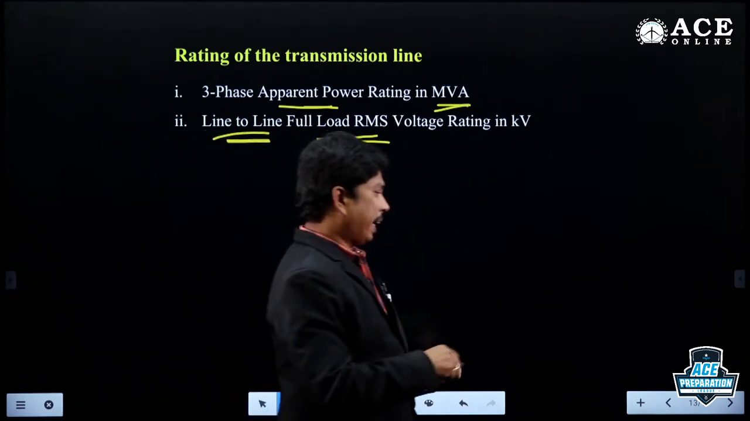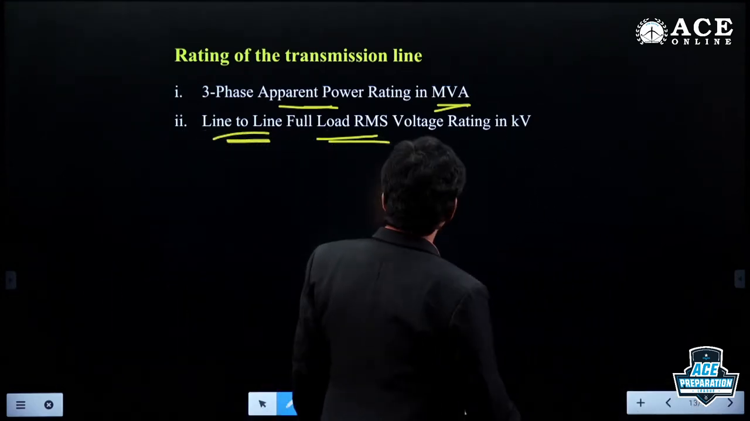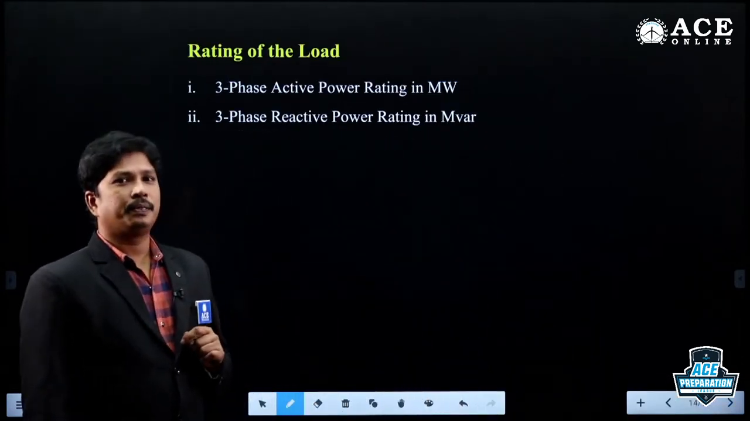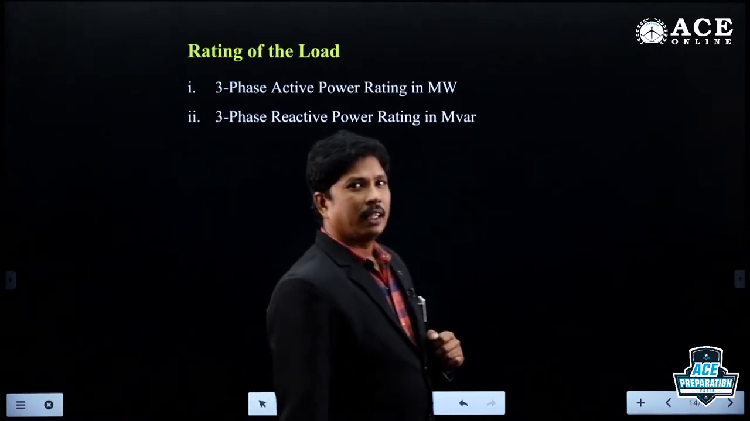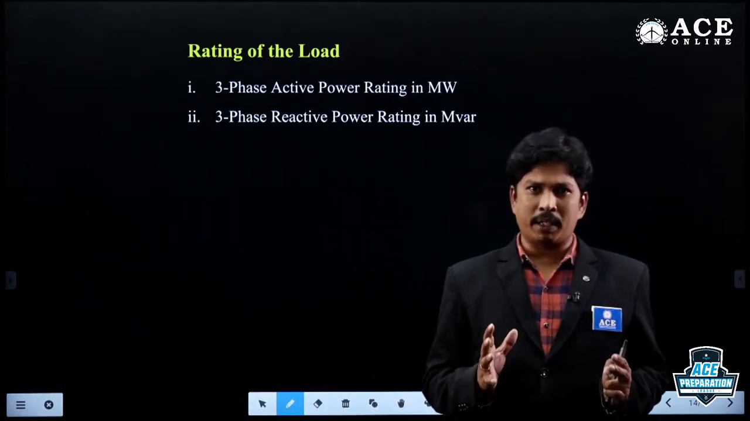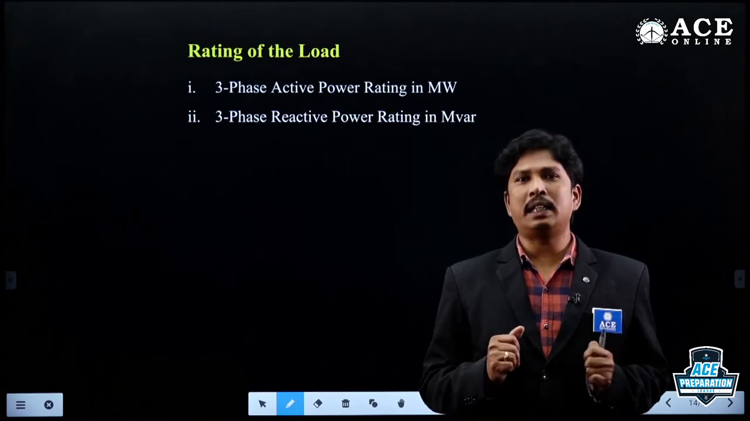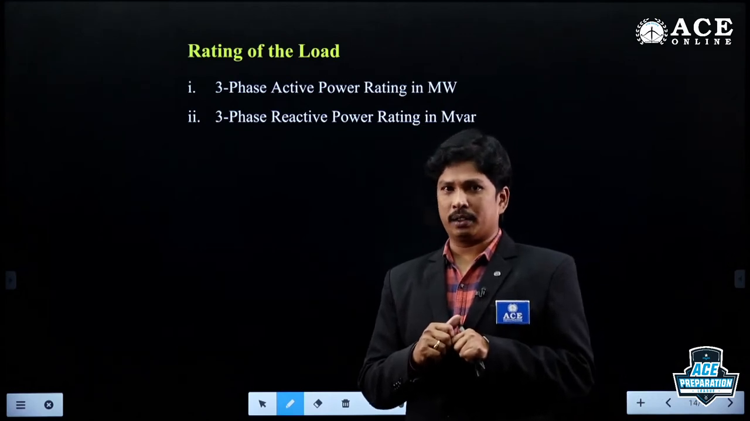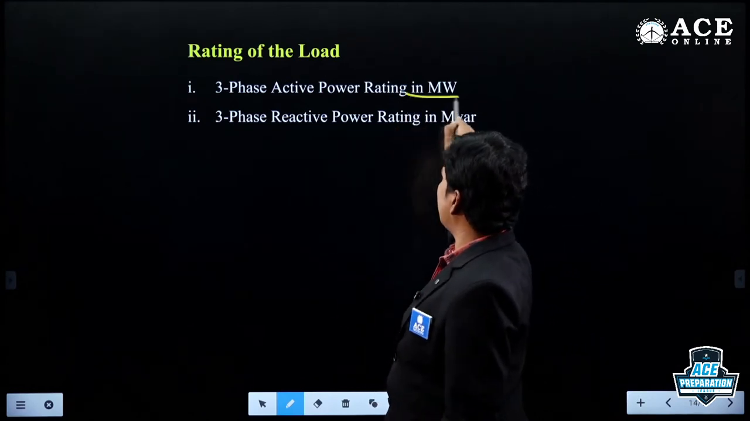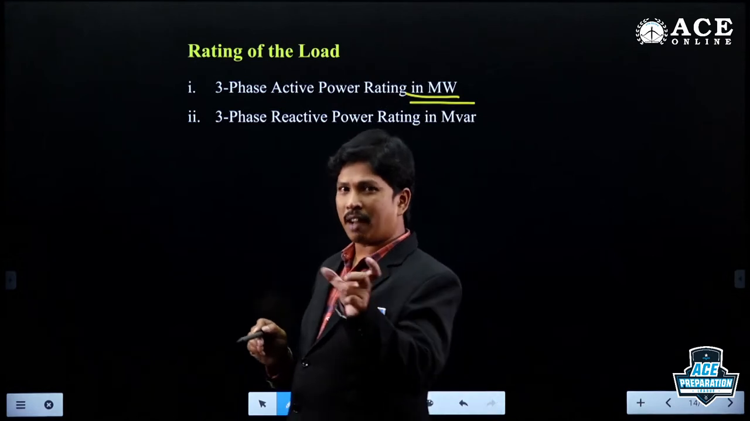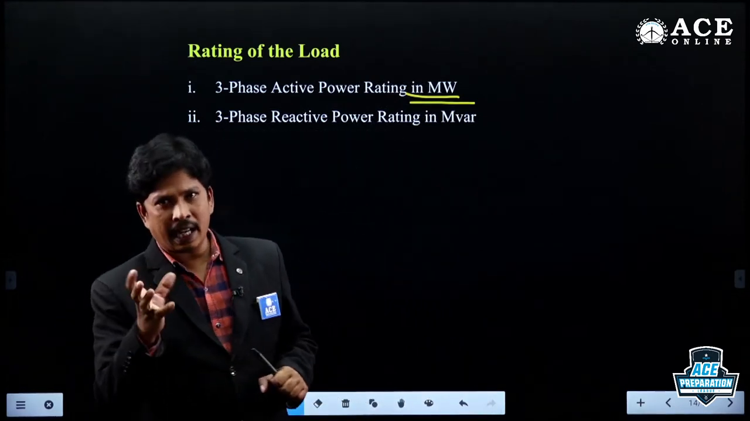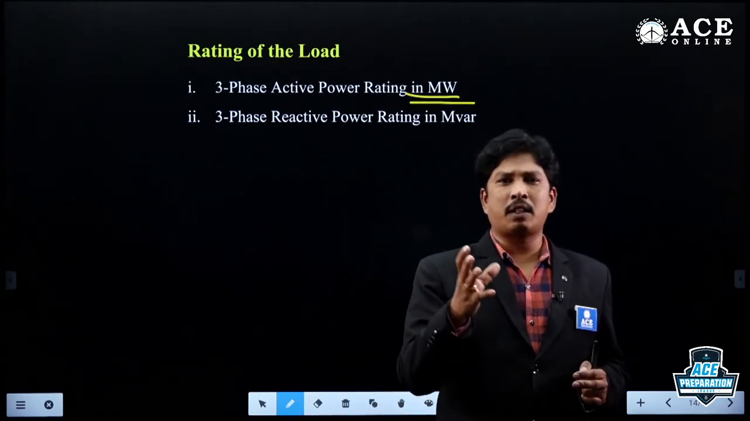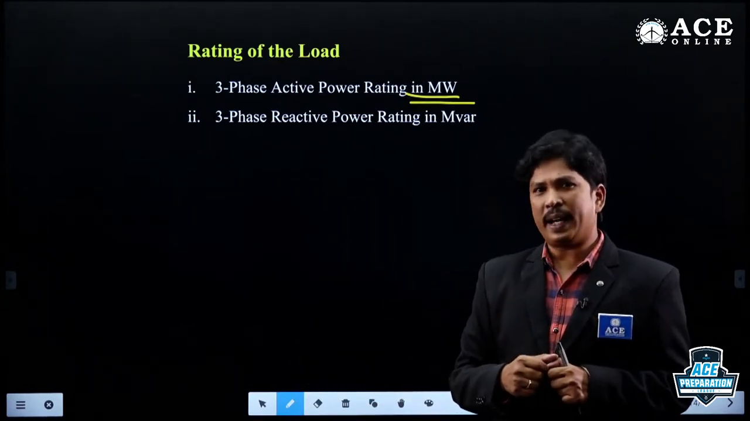Now I'm going for the next element. What is the next element? Rating of the load. We know it depends upon the consumer. Whatever he wants, he will buy that one. So that we are able to give the ratings of that load also. What are those? The load is always rated in megawatt or kilowatt or watts. Why? Because incandescent bulb rating is 60 watt and LED bulb ratings are 9 watts or 14 watts. It always depends upon the wattage rating.